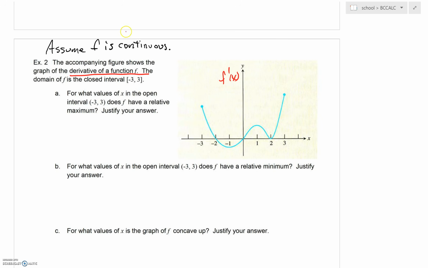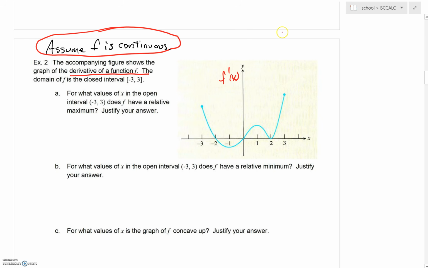That would actually imply that your original function would have to be continuous as well, because that means that you could draw a tangent line anywhere between -3 and 3. But let's do this quickly. We'd like to look at part A and B. We're looking for relative extrema.